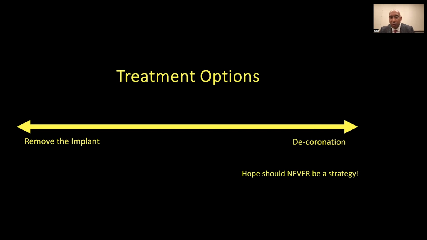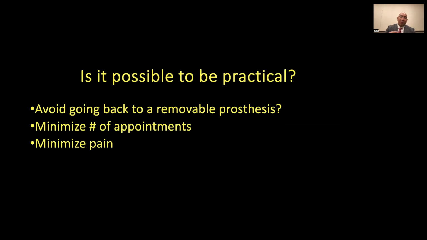But one quick reminder that I always tell people is that hope should never be a strategy. You should never have to cross your fingers and hope something works in order for you to be successful. My personal goal is to be as practical as possible, because patients go through a lot from the time they have an implant extracted to the time it's replaced and restored, especially if they went through that staged implant approach. So I wanted to help avoid going back to a removable prosthesis like a flipper or an Essex retainer. I didn't want her to have to go backwards.